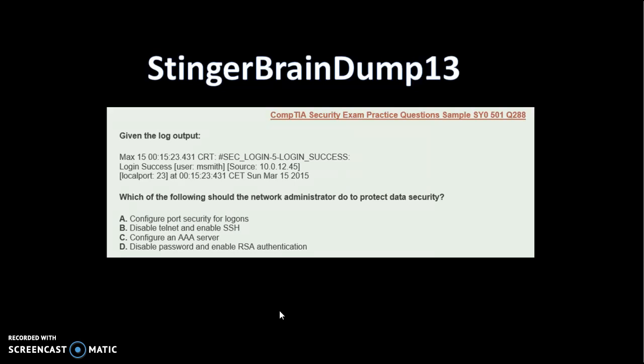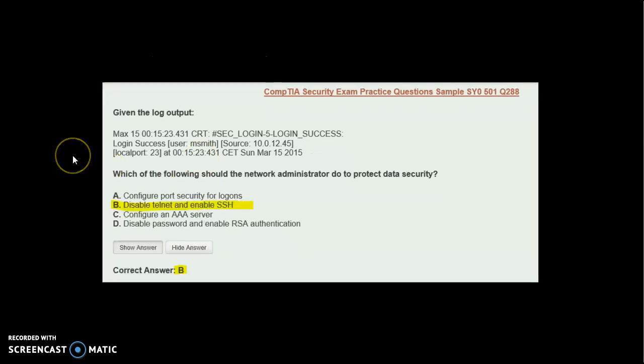Alright, so, given the log output, which of the following should the network administrator do to protect the data security? You see here, Max at this. Log success, user Mrs. Smith. Disable telnet and enable SSH is the answer.